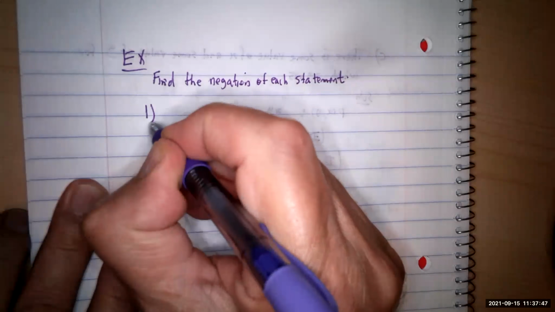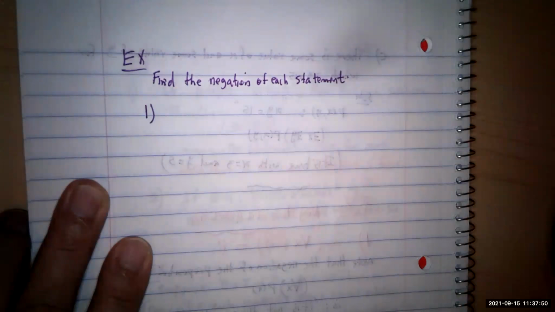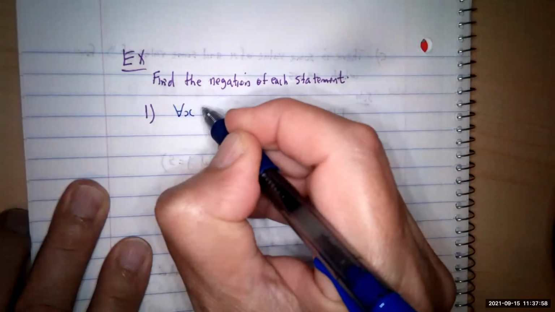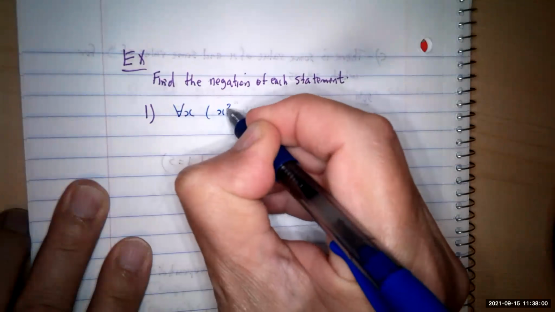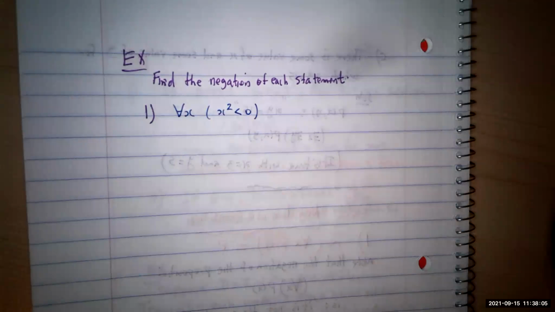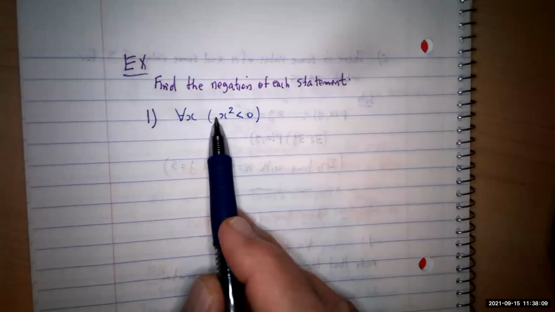Okay, so the statements given, you are going to find its negation. So let's go with the first one. This is the expression that we're going to have: for all x, x squared is less than 0. You want to find the negation of this one. This is going to be your P of x, the statement.